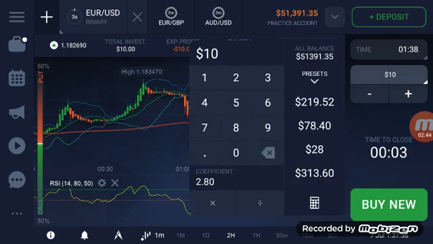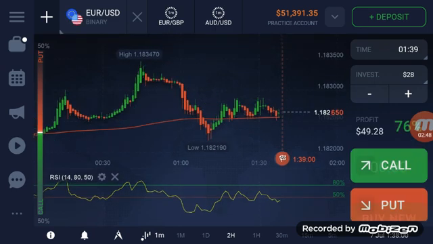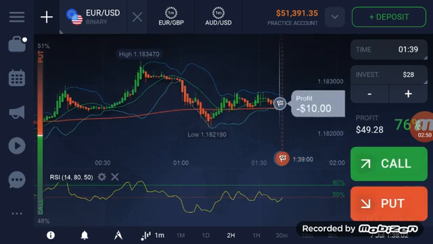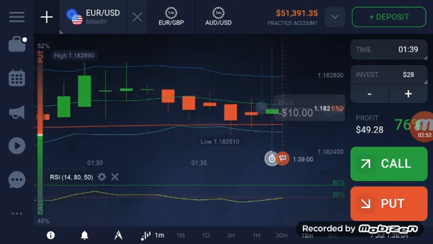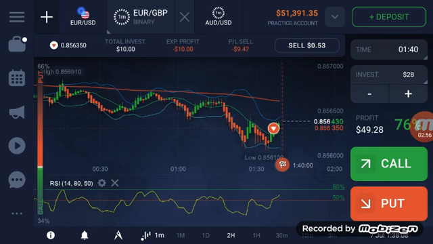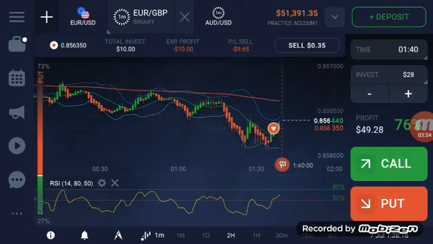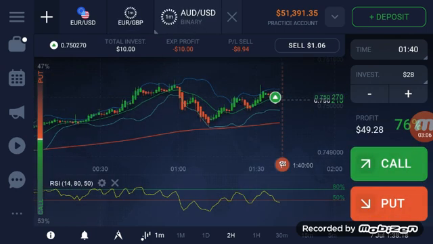So set that coefficient to 28. Set the investment to 28 using the coefficient. And let's hunt for another trade. Okay, this has gone horribly wrong again on another. Okay, no, no. So all my trades are going bad.